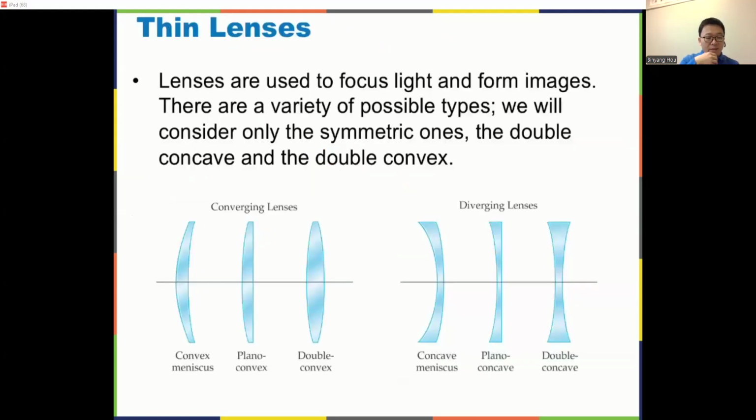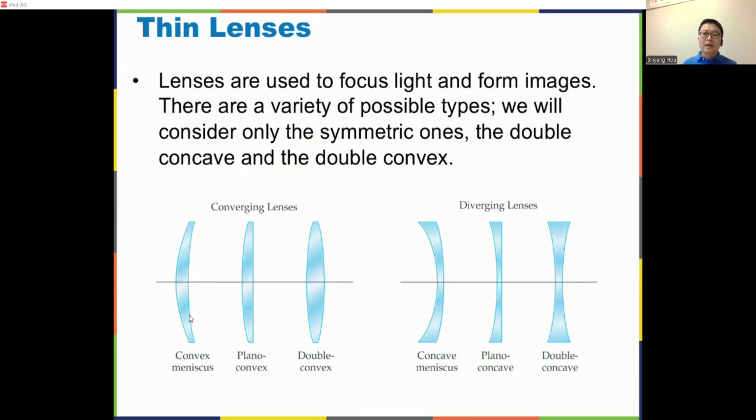Okay. All right. Now we'll focus on just thin lenses. That means the lens part is small, and in that case you have several different types of lenses. Two main categories: convergent and divergent lenses. And under each of these two, you have other different types of lenses. Okay, so convex meniscus, that means they are both curved towards one side.